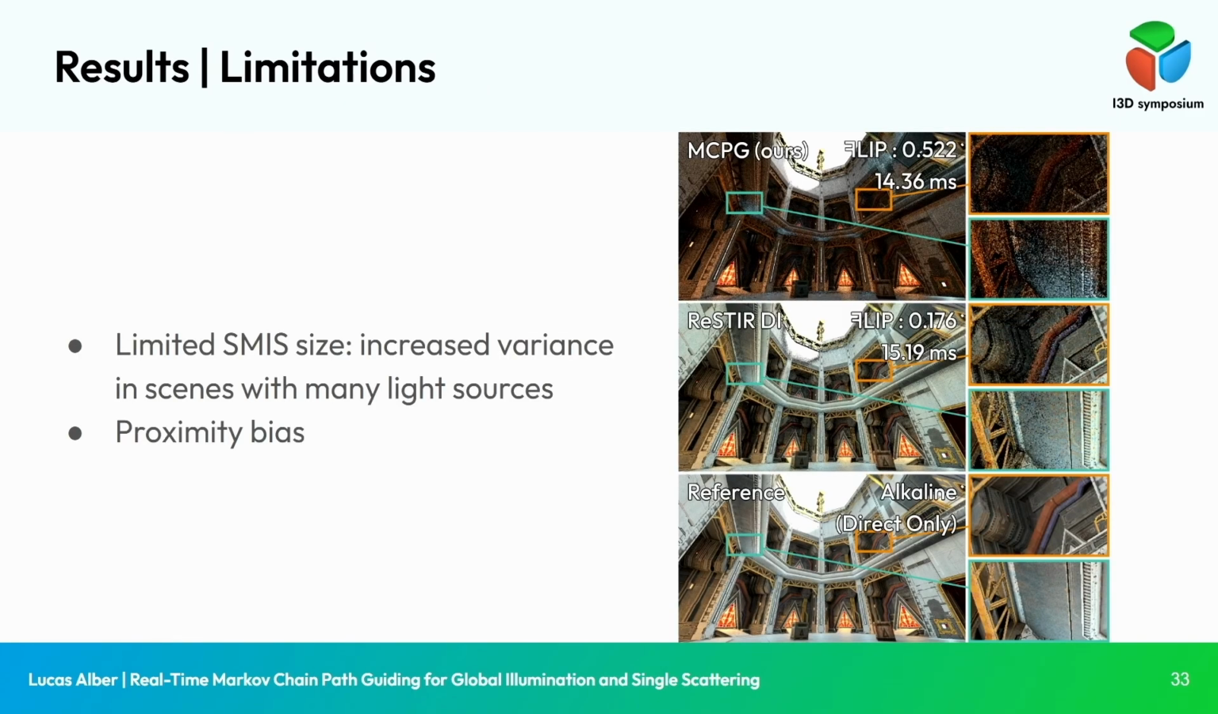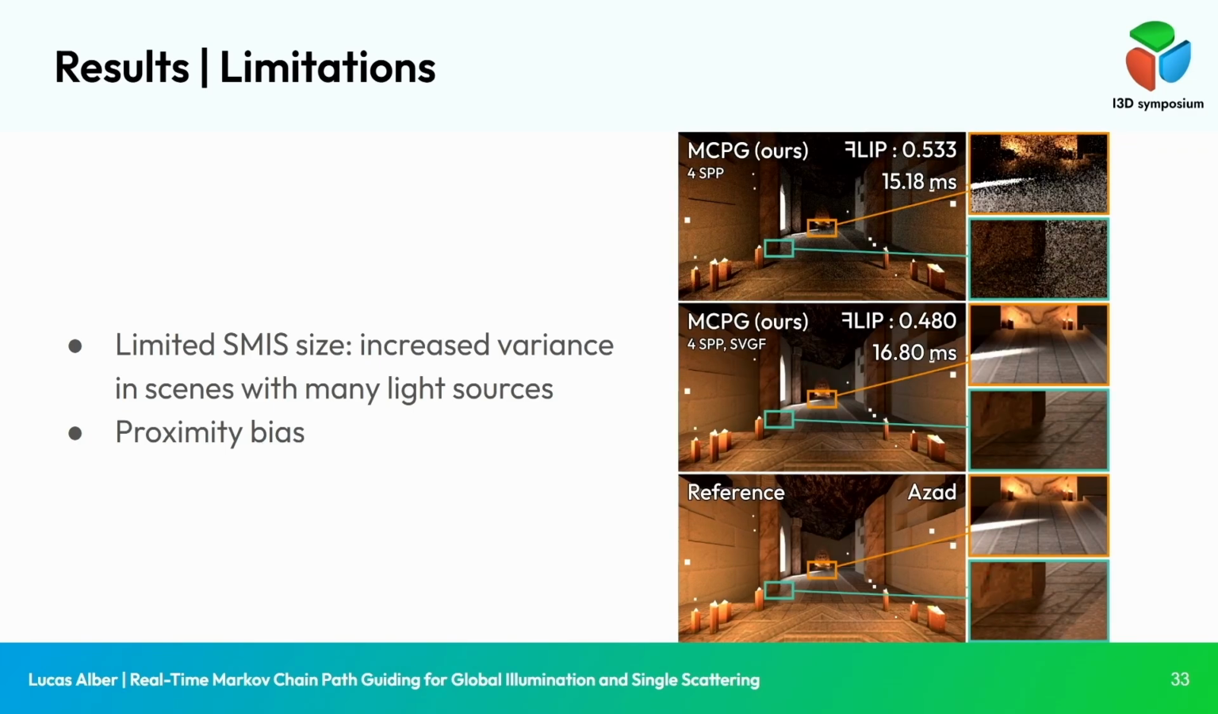Okay, now onto some limitations. We observed increased variance in scenes with many lights, which we attribute to a very small SMIS set. This can be seen here as a darker appearance as the energy concentrates in the outlier pixels. And this is also something ReSTIR does a lot better here.